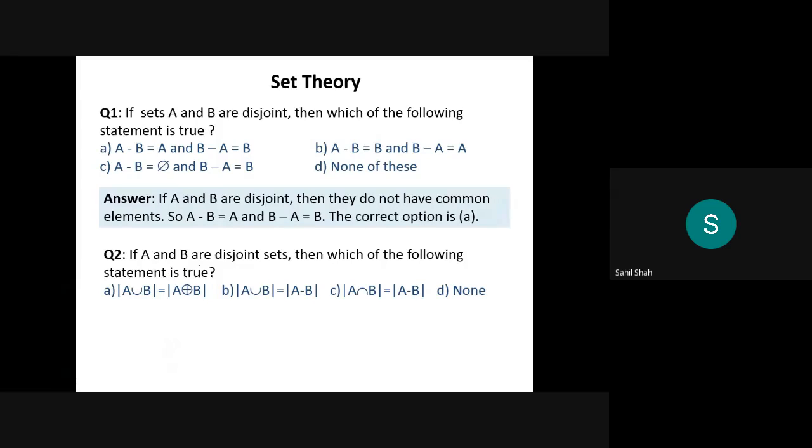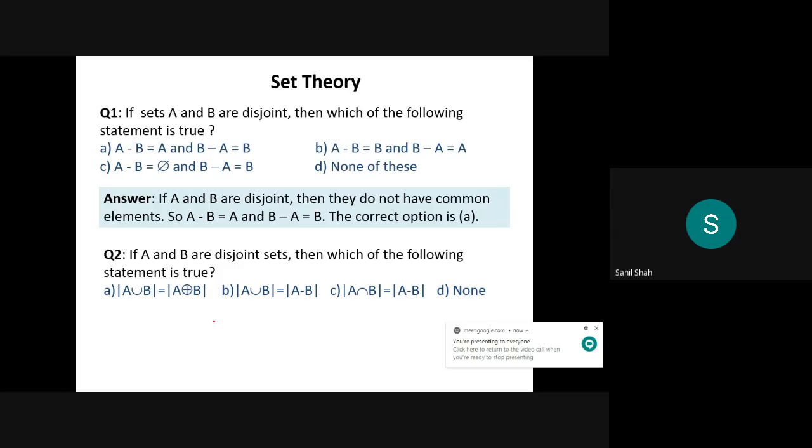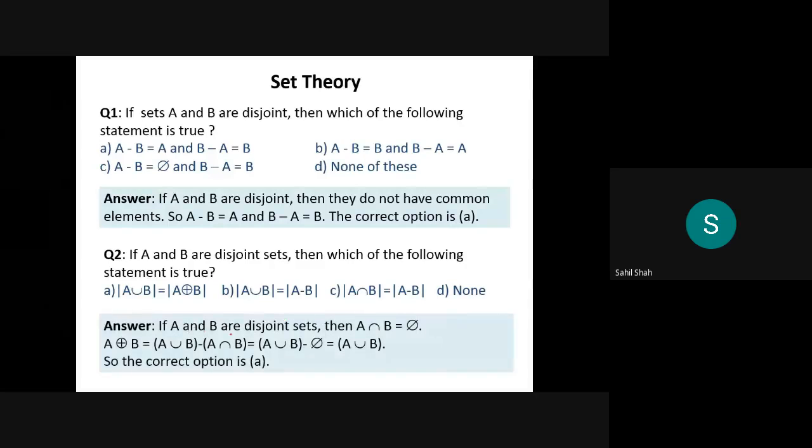Next question, if A and B are disjoint, again they are not sharing anything, which of the following statements is true about the cardinalities? Take your time and let me know the answer. People are saying answer is A for the second. Yes, option is A. If A and B are disjoint sets, then their intersection is going to be phi. So while computing symmetric difference, what is the formula? We are taking the union of two sets and subtracting the intersection. Obviously, the cardinality of A union B is exactly equal to the cardinality of the symmetric difference between the two sets. Hence, that is the answer for this as well as for this.